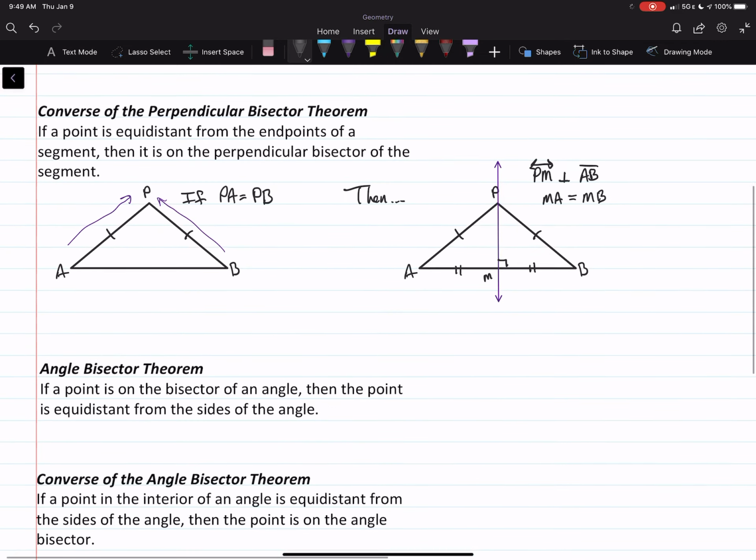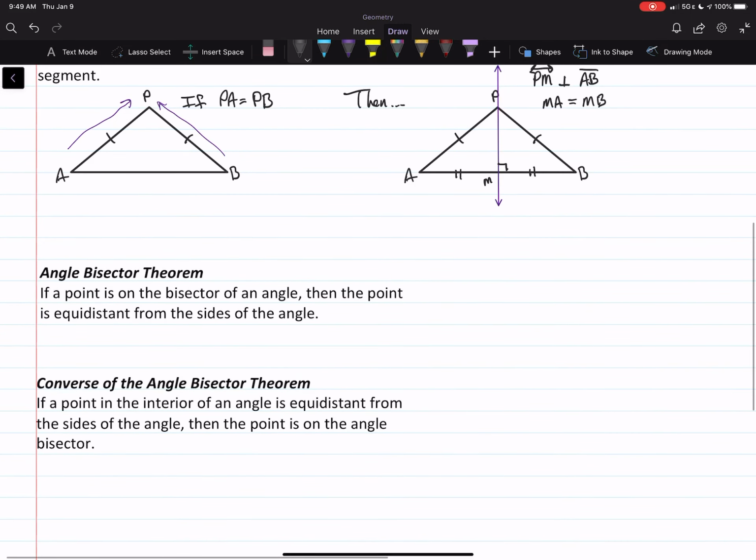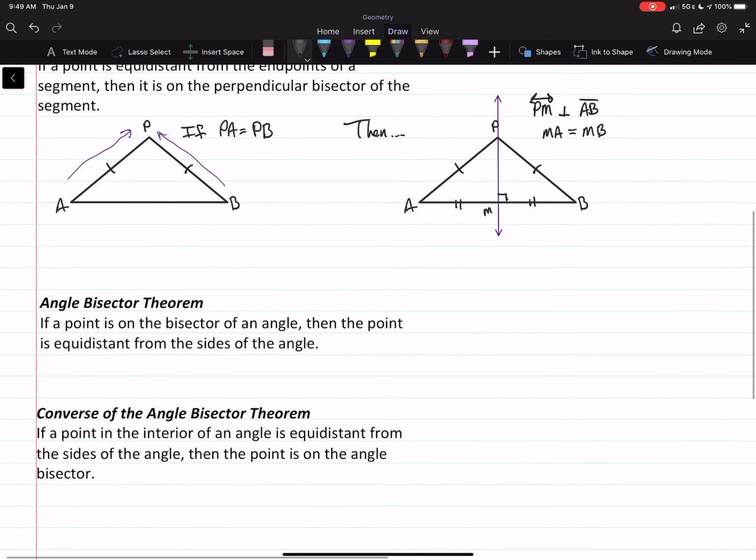Okay, and then talking about the angle bisector theorem, if a point is on the bisector of an angle, then the point is equidistant from the sides of the angle, and the converse is the reverse of that. I'm not going to have you draw samples of that because it's really the same thing, just instead of being a perpendicular bisector like you see up here, this is any angle bisector, so it doesn't have to necessarily be perpendicular right here. And what it does is that it means that it's equidistant.